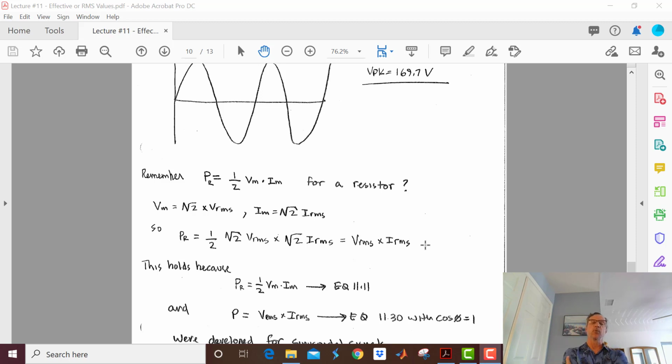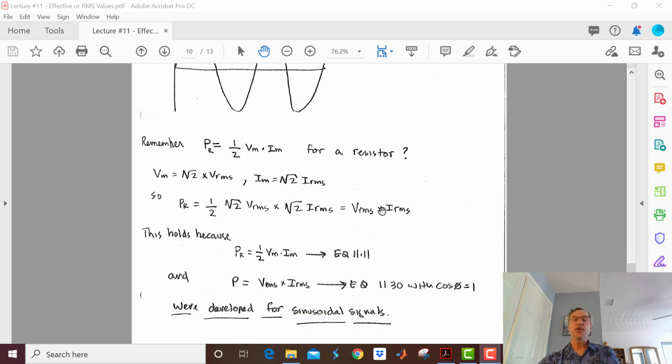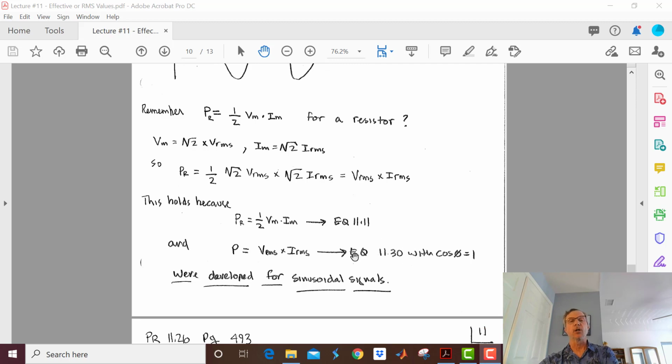This is why, as engineers, we like using RMS so much, because I can just say that the power in a resistor is V_RMS times I_RMS. And this holds because the power in the resistor, the 1/2 V_max I_max, and the V_RMS times I_RMS were all developed for sinusoidal signals.